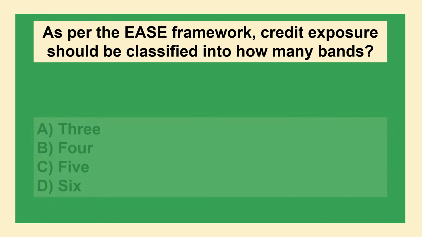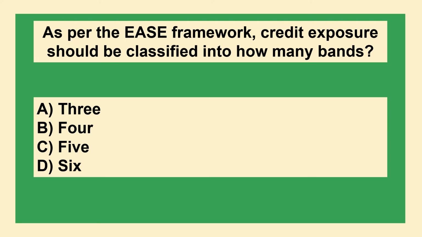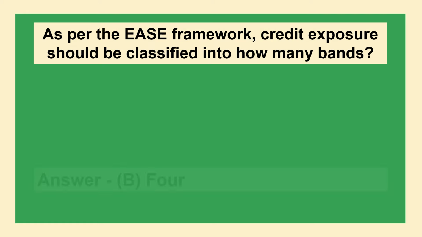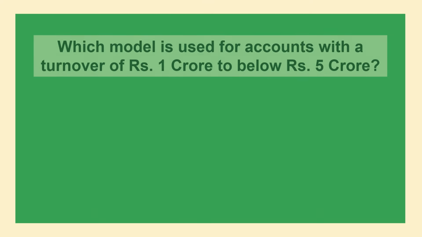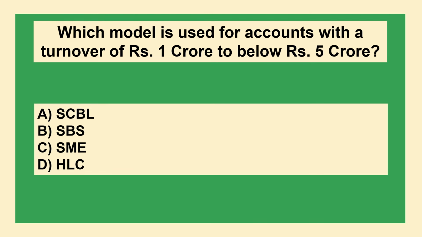The next question is, as per the EASE framework, credit exposure should be classified into how many bands? Option A, 3, option B, 4, option C, 5, option D, 6. And the correct answer is option B, 4. The next question is, which model is used for accounts with a turnover of rupees 1 crore to below rupees 5 crores?